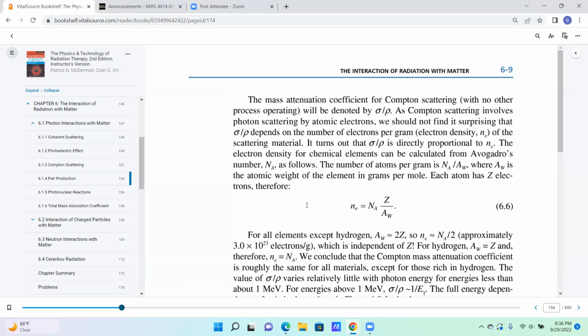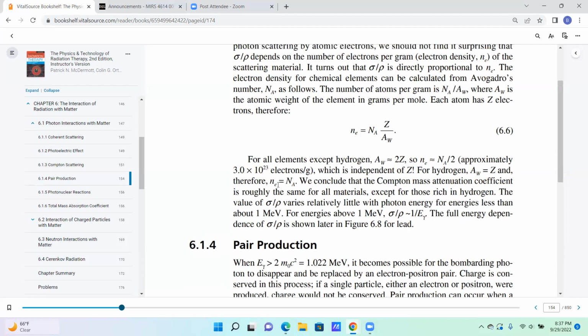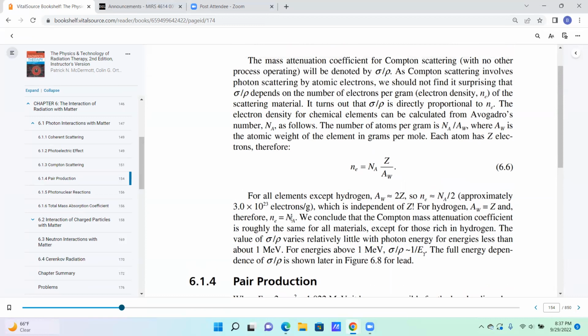So each atom has z electrons, so it's going to be proportional to this value. So for all elements except hydrogen, this is 2 times z. So n sub e is going to be equal to Na divided by 2, which is independent of z. In other words, it doesn't really matter what your z value is going to end up being in this particular case. So for hydrogen, A sub W is equal to Z, and therefore the electron density is equal to N sub A, which is Avogadro's number.